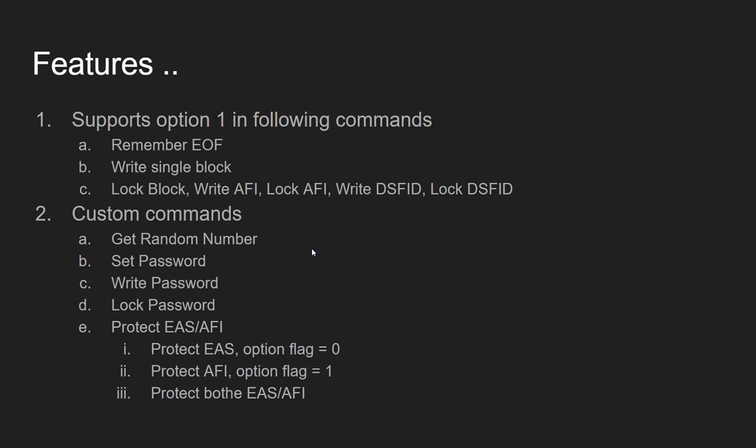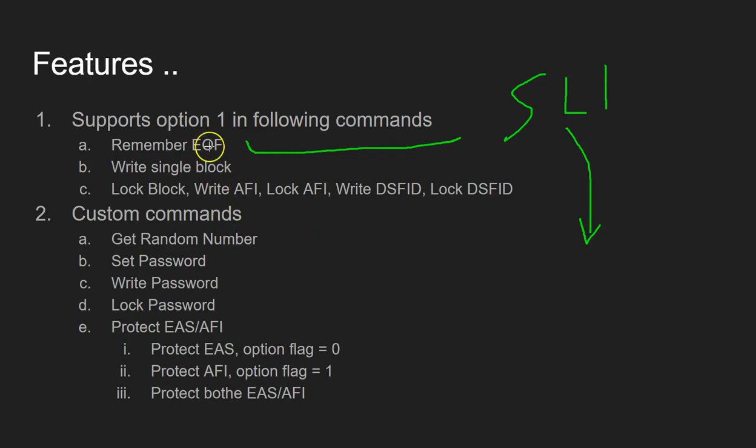So this tag supports the option 1 in the following commands. Remember, when I demonstrated using the Texas TagIt card, in the TagIt, the write operation works only when the option flag is set to 1. We've also seen the option flag set to 1 in the SLI tag, but that does a different thing altogether. By setting option 1, you get 5 bytes of data, the data plus the lock byte.